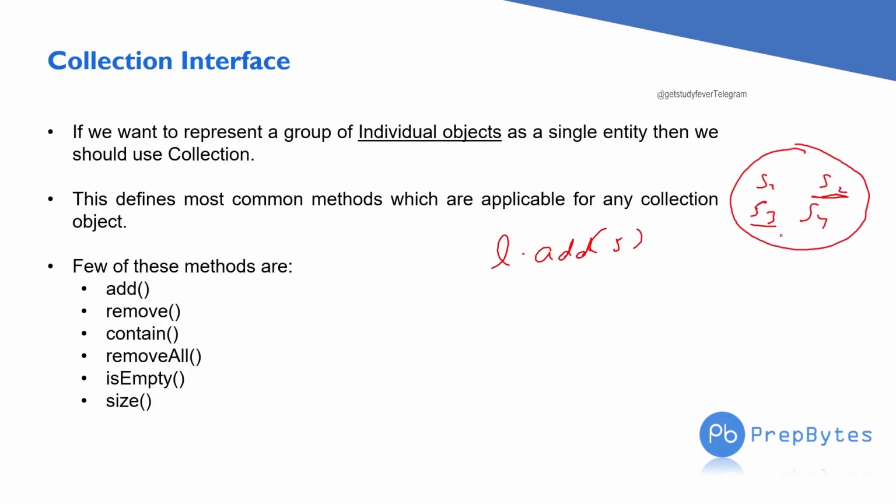Size, if you want to get the size of the collection. So these are a few methods; there are more methods also. There is one more concept known as iteration. If you want to access these elements, that is s1, s2, s3, s4, and we have added s5 also, one by one, that is iterating through the collection. Then we will use iteration.